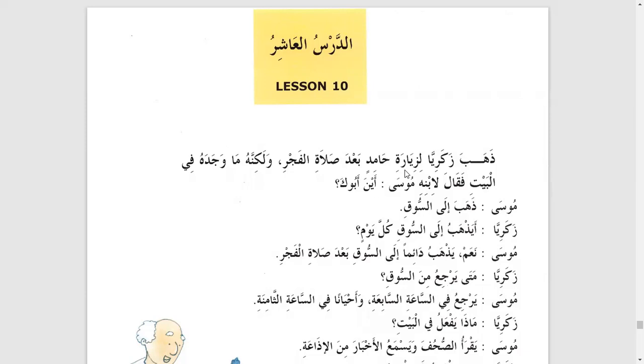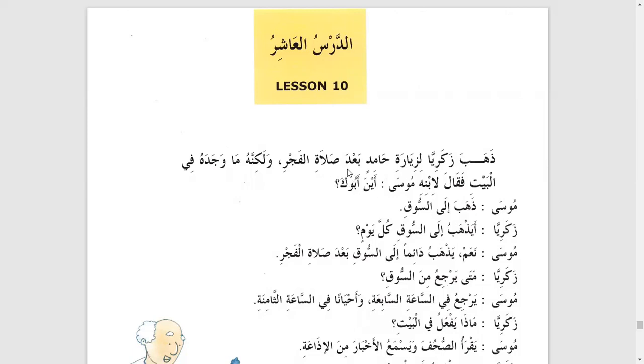Yes, we call it masdar, which is a verbal noun, a gerund. So it behaves both like a verb and a noun. Why does it behave as a verb? Because it will be translated as to visit. And how does it behave as a noun? Because it takes tanween: ziyaratun, ziyaratan, ziyaratin. So it's basically both. ذهب زكريا لزيارة حامد, Zakaria went to visit Hamid بعد صلاة الفجر, after Fajr prayer.